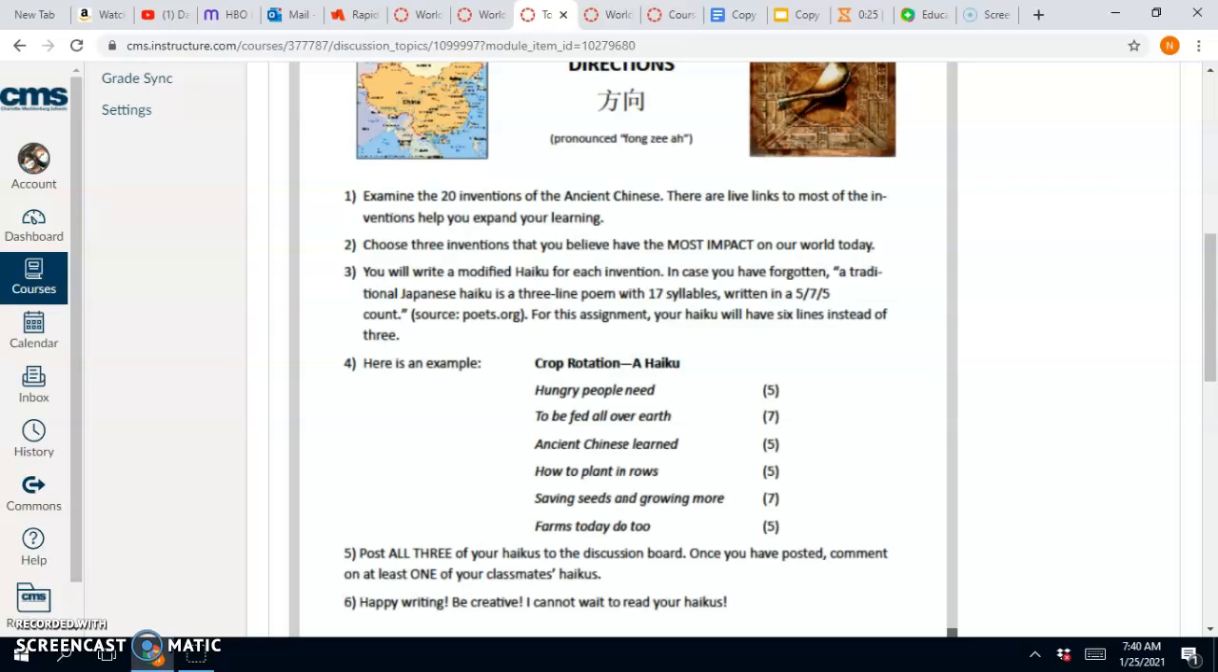Here's the second one on crop rotation. How to plant in rows. Saving seeds and growing more. Farms today do too. So the first one, 5-7-5. The second one, 5-7-5. You need to do 2 more of those based on 2 other inventions, and you will get all the credit you need.